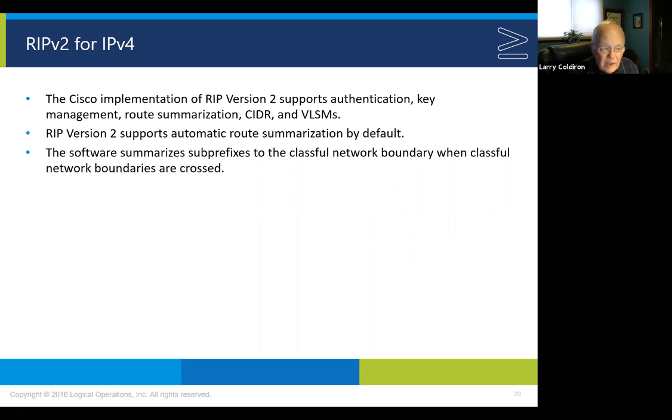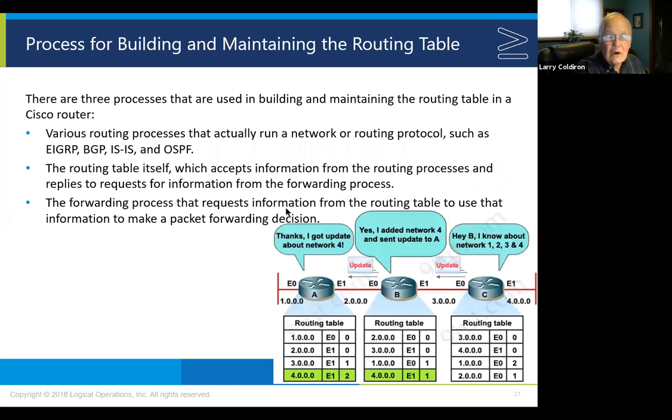Much like where I used to work, we were 10.60 and then we broke them up into class C's, 255.255.255, but the headquarters, to send us traffic, would send everything that started with 10.60. It summarized what was going on. The software summarizes subprefixes to the classful network boundary when classful network boundaries are crossed.